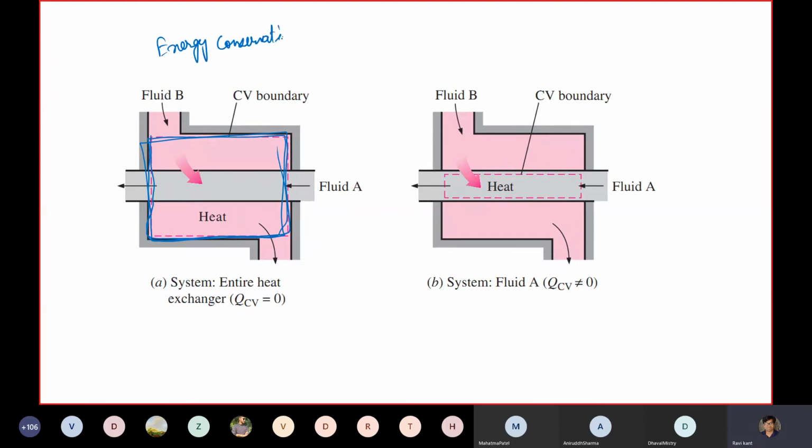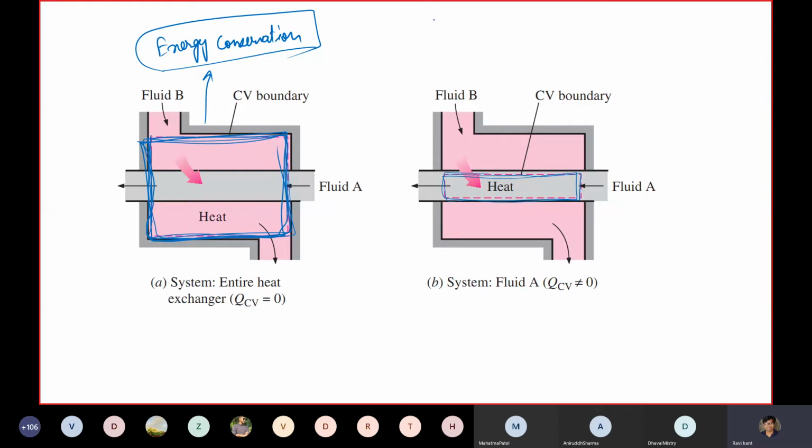So I am fine with that, and I can safely do that. I can choose any control volume. Either I can choose the whole, or I can choose this one. But the implication is that with the control volume I have chosen as a whole, I can easily apply my energy conservation. Okay.